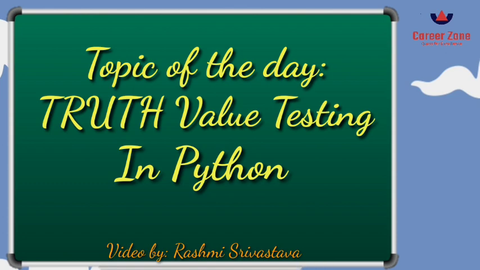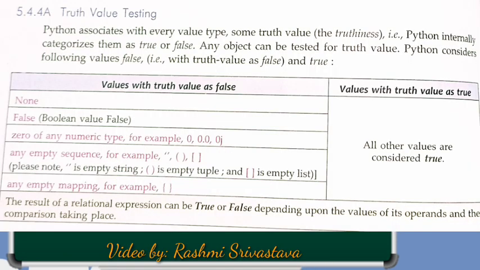So what is truth value testing? Python associates some truth value with every value, and every value type has its own truth value. You can see the table which I have attached here. In this, there are different categories of values which have been given a truth value, true or false.